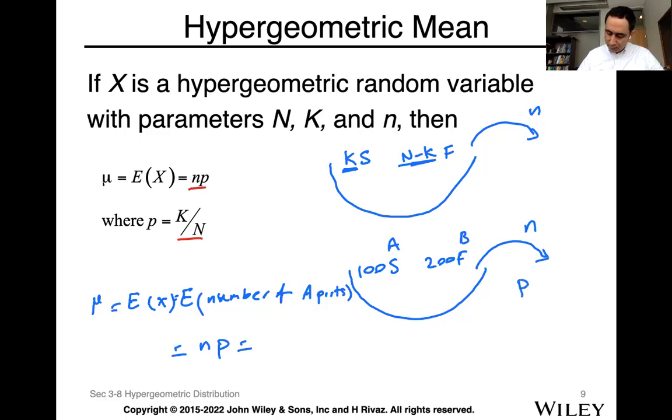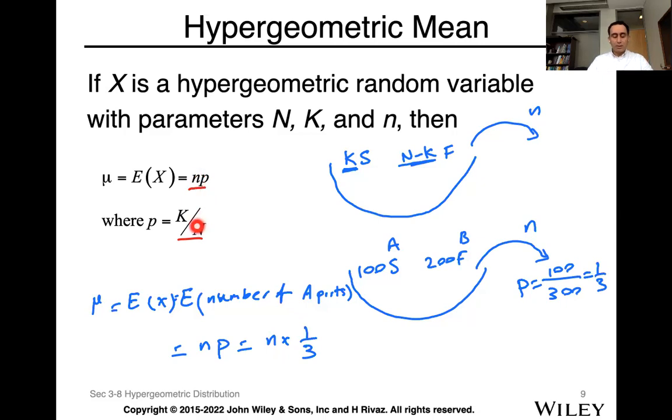So in this case, P is K, which is 100, divided by N, which is 300. So that's 1/3, right? So that's n times 1 divided by 3, right? And this does make perfect sense. If you have a bowl where 1/3 of the components are from set A and 2/3 are from set B, and you're selecting n parts, on average, you expect 1/3 of those n to be from set A, right? So this equation is a very intuitive equation, right?